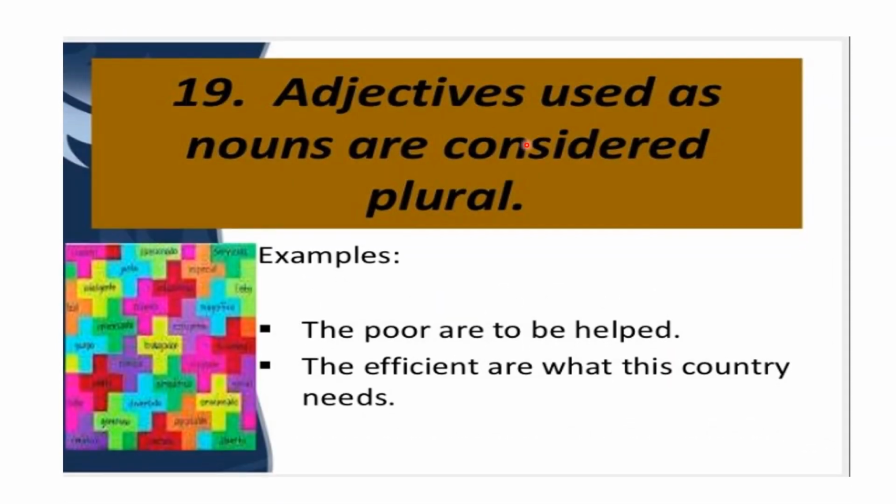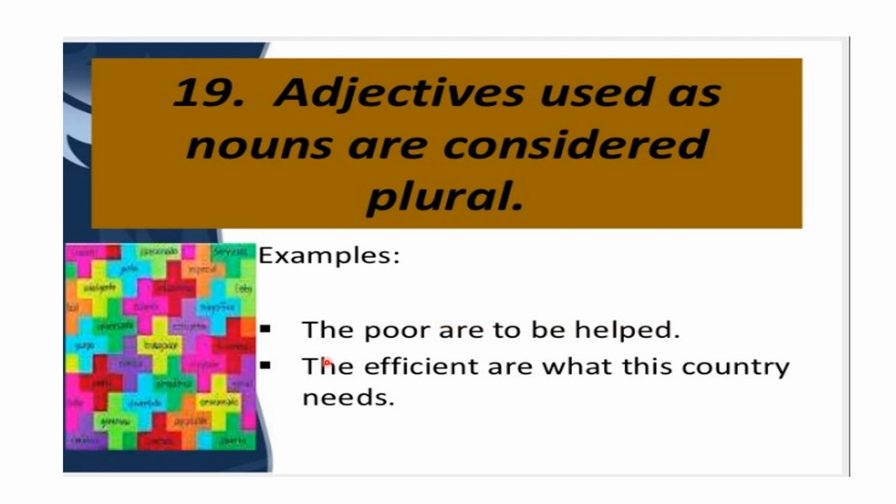The 19th rule, adjectives used as nouns are considered plural. Look at the following examples. The poor are to be helped. So here, poor is an adjective, but it is used as a noun. So the poor, when you use the, then it is used as a noun. So therefore you use a plural verb are. The poor are to be helped. We don't say the poor is to be. The poor are to be helped.